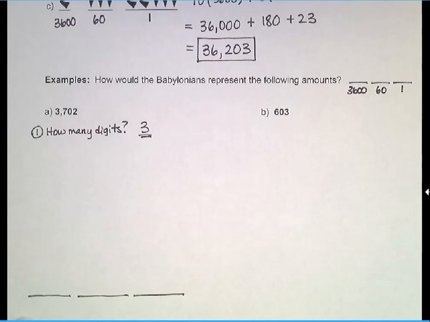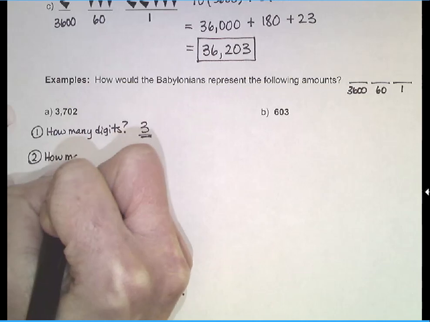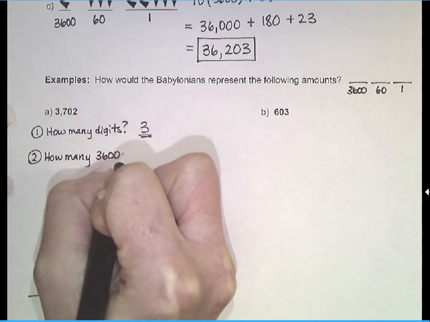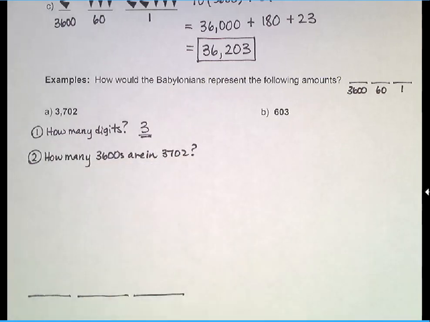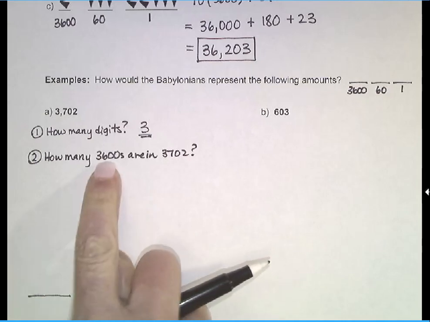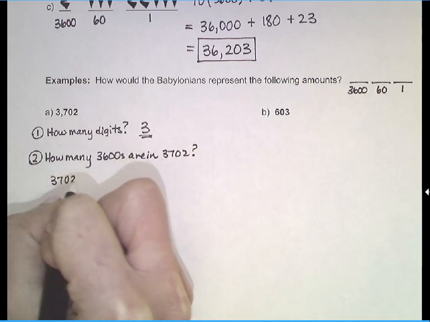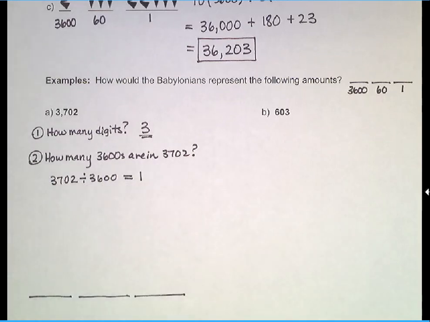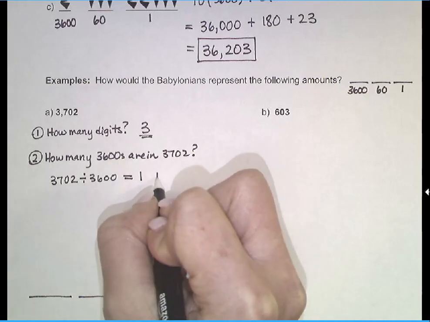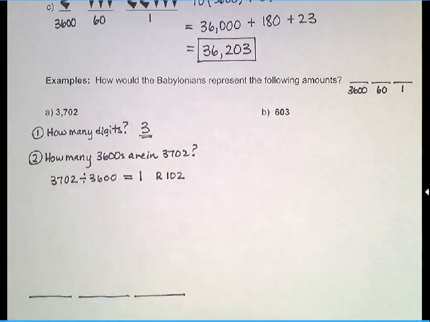So then you want to start by going from the left, start by dividing. So we're going to say, how many 3,600s are in 3,702? And this one I think you could probably just divide it in your head. How many times does 3,600 fit into 3,702? Well, it's going to go in there once, and you can just subtract to figure out the remainder. The remainder would be 102, right, when you subtract those.